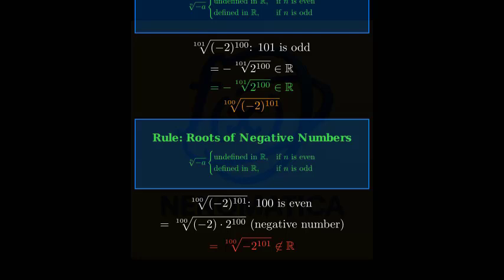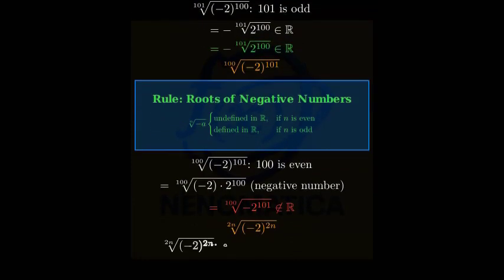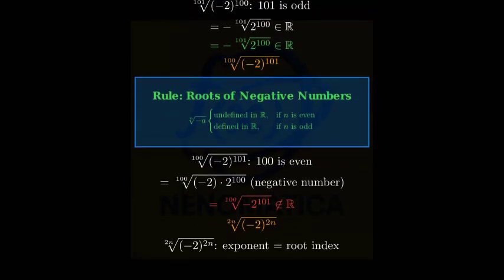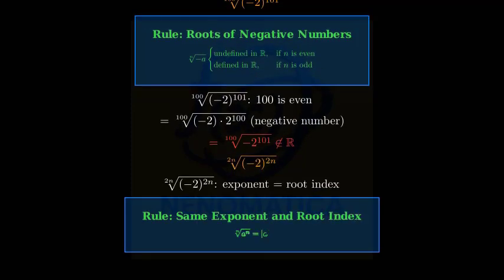Our third example is the 2nth root of -2 raised to the power of 2n. In this case, the exponent 2n and the root index 2n are the same. This means we can simplify this expression directly. Let's use another important rule for radicals.